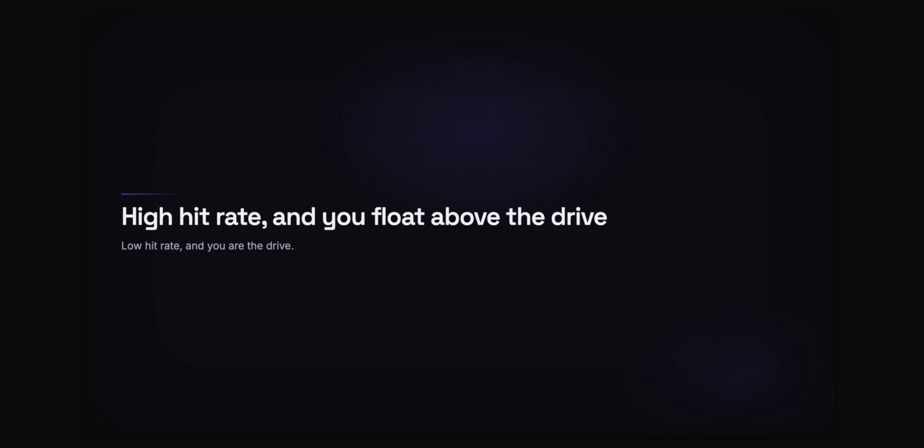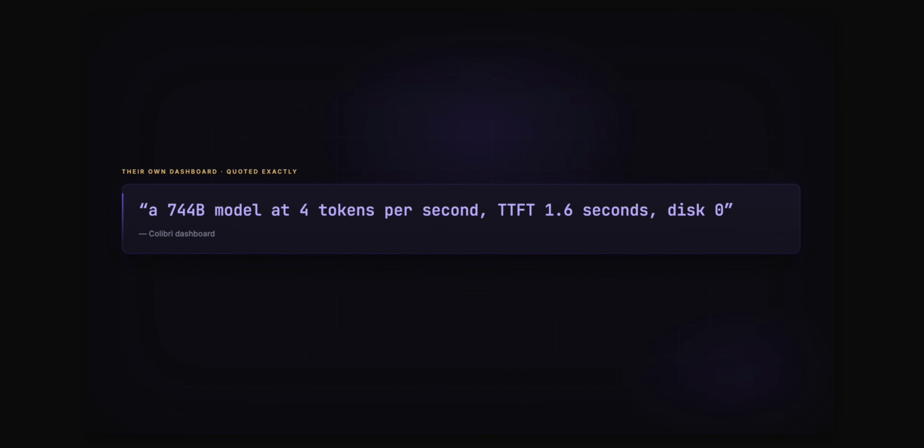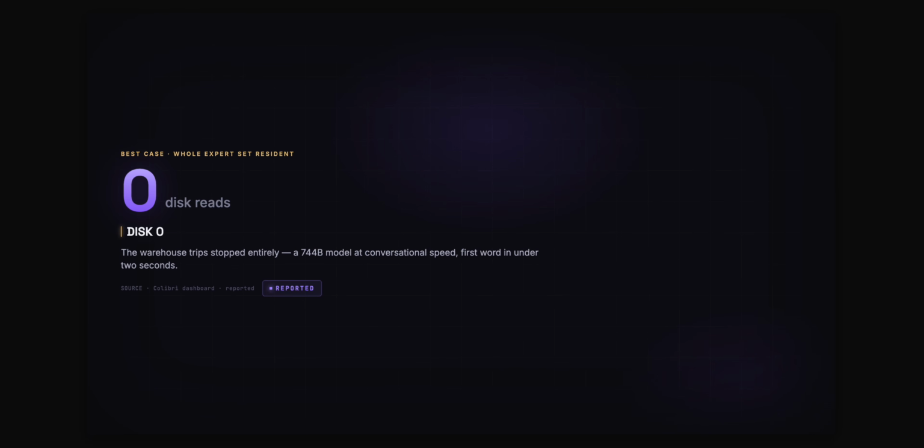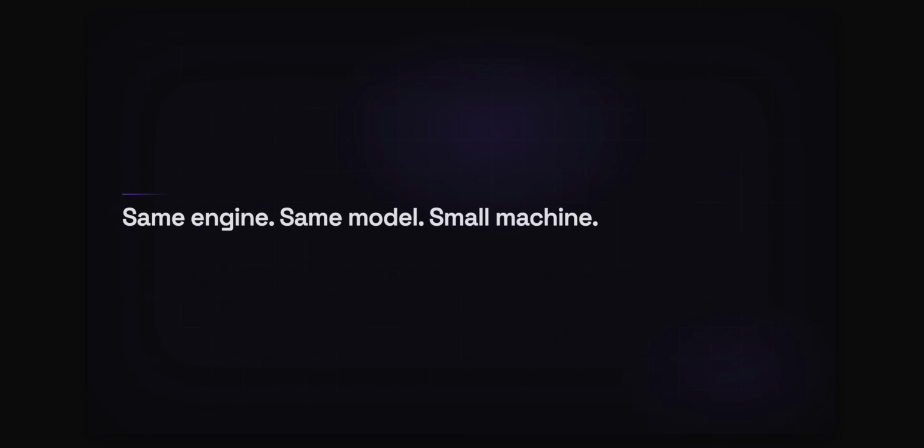High hit rate, and you float above the drive. Low hit rate, and you are the drive. Their own dashboard shows what the best case looks like, and I'll quote it exactly. A 744B model at 4 tokens per second, TTFT 1.6 seconds, disk 0, on a machine large enough that the whole expert set eventually became resident. The warehouse trips stopped entirely, and a 744 billion parameter model ran at conversational speed with a first word in under 2 seconds. That's regime 2, fully achieved.